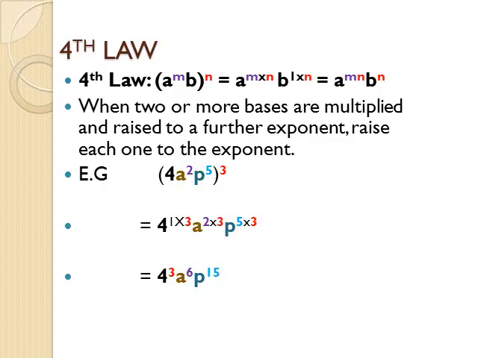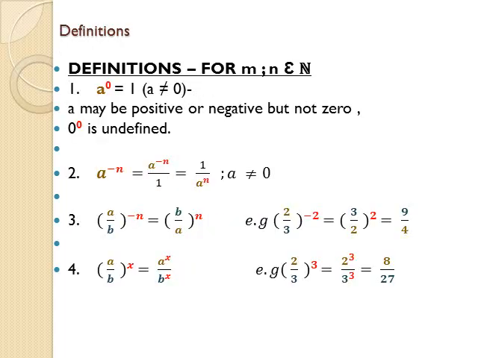Right, there are still rules and definitions that we've discovered using the 4 laws. Some people refer to them as laws, but they're just basic definitions, working with m and n being elements of the natural numbers. So if we take any base and we raise it to the power 0, it will always equal 1. Take note that a cannot be 0. So 0 to the power 0 is considered to be undefined, and a must be positive or negative, but not 0.